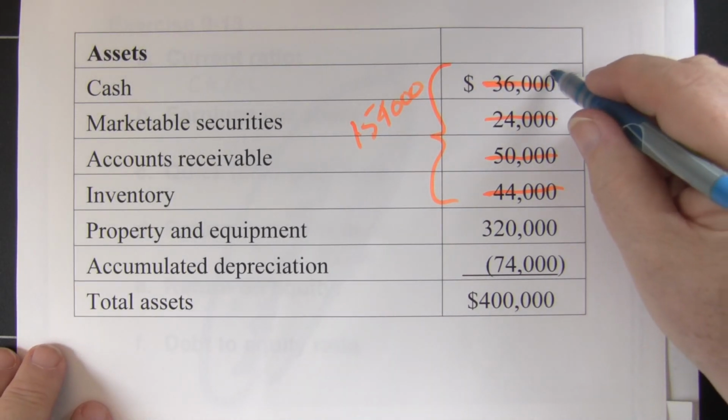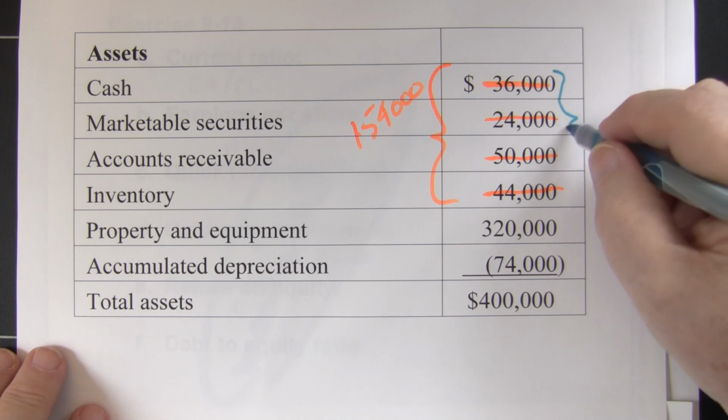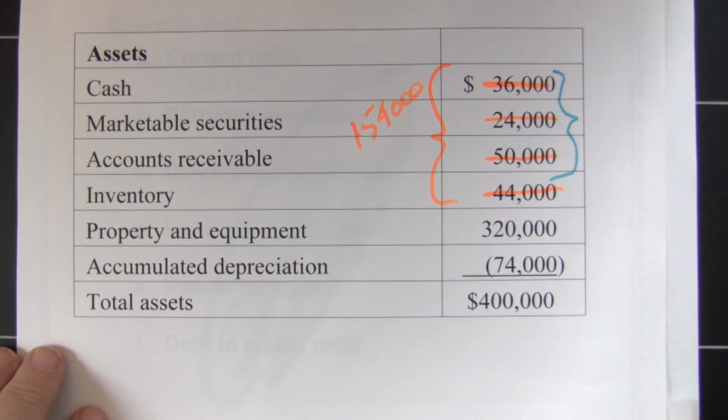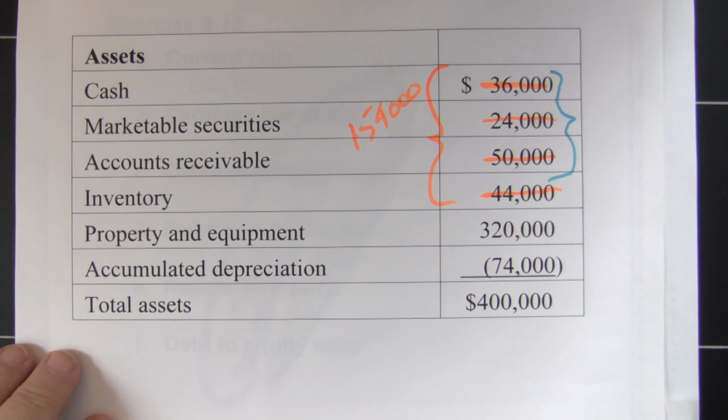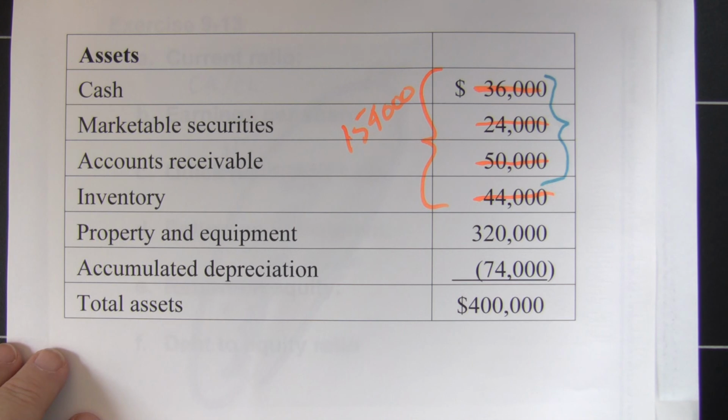Well, cash, marketable securities, and accounts receivable. They're the quick assets. Because you can turn those into cash basically with a phone call. Inventory you have to sell. That takes a while. Securities you can sell with a phone call. Call your broker, say, sell my shares of XYZ.